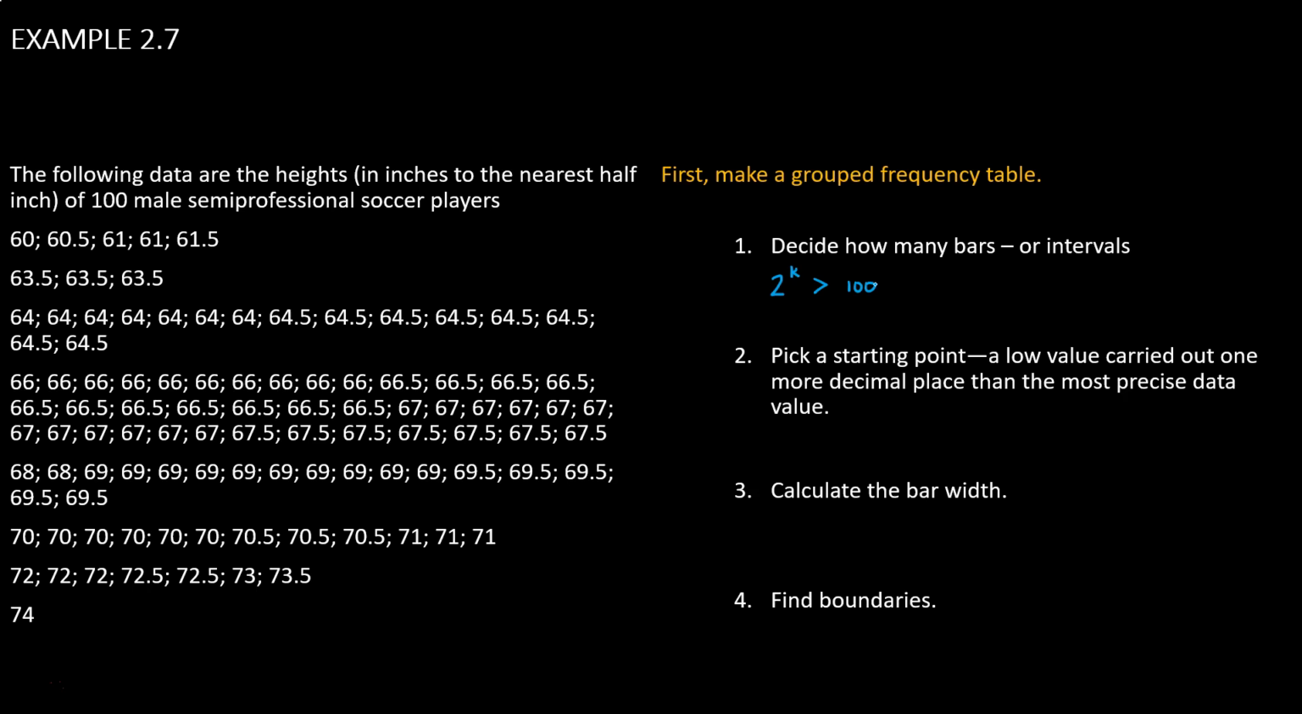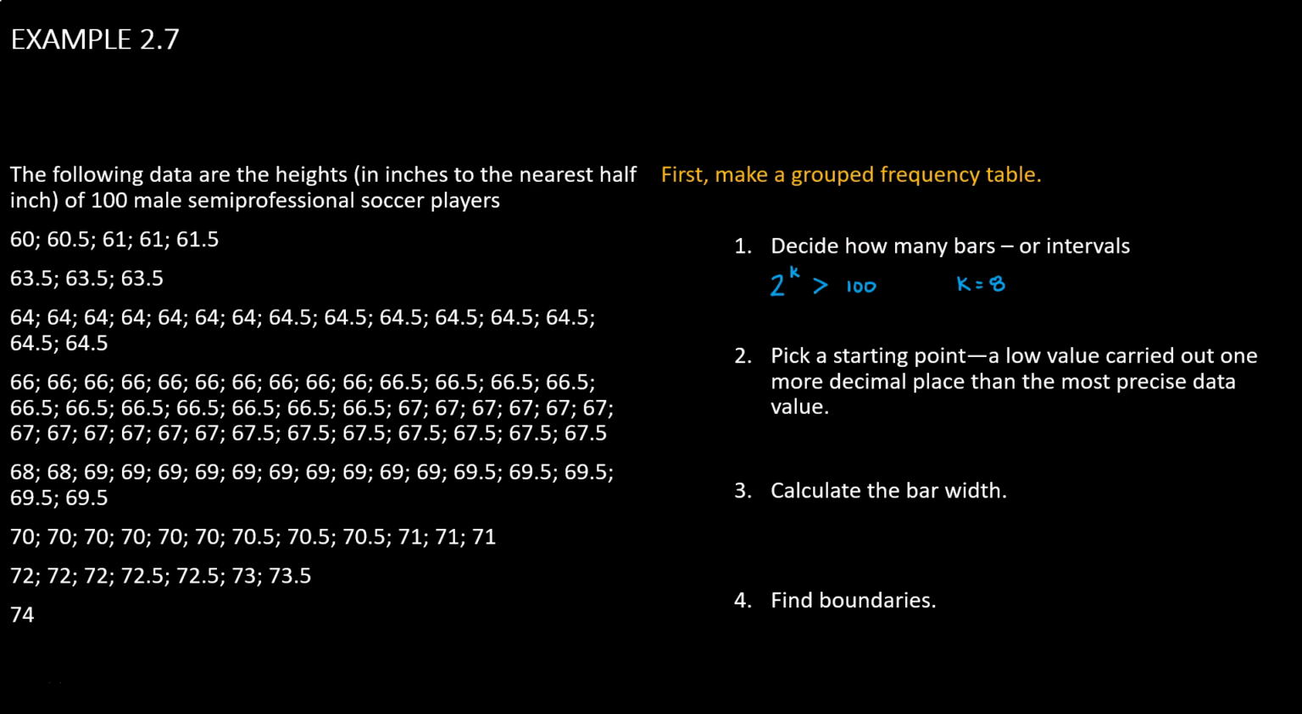100. So we wouldn't want to use 6 because 2 to the power of 6 is only 64. We could use 7. 2 to the power of 7 is 128. Or we could use any number larger than 7. For this example, we're going to use k equals 8. So 8 bars or 8 intervals for that matter.